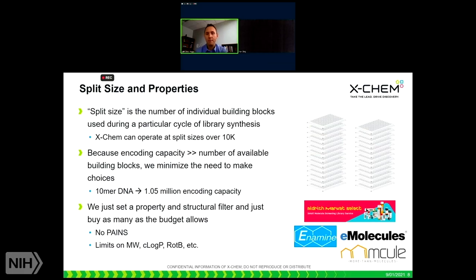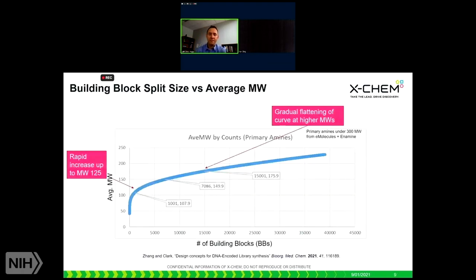Obviously, we don't want to include things like functional groups that one wouldn't want in a hit or a compound to progress into a medchem campaign. And you can set limits on molecular weight, C log P, rotatable bonds, etc. Everyone has their own opinion on what those limits may be. But there's a cost of focusing on building blocks and incorporating as many as you can, increasing that split size into the thousands or tens of thousands mark. And that's property inflation.